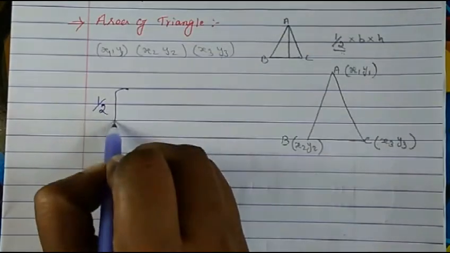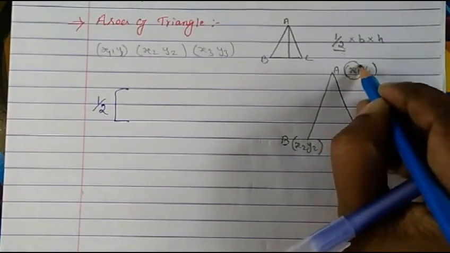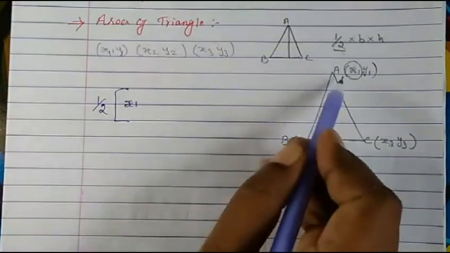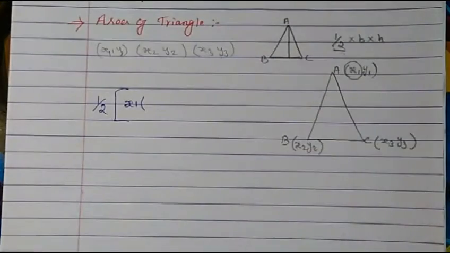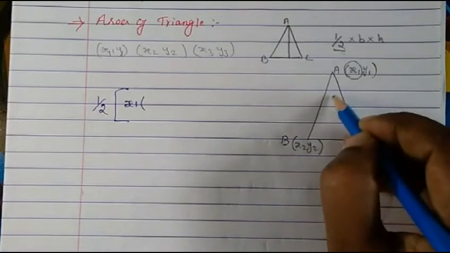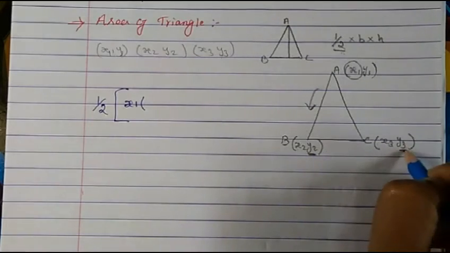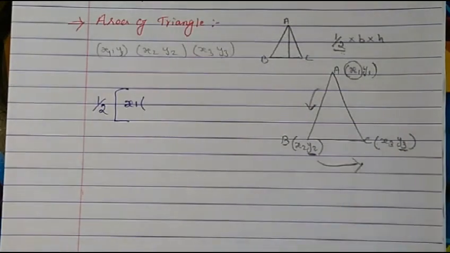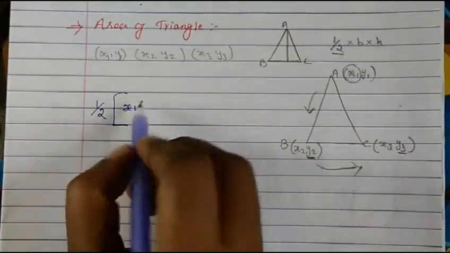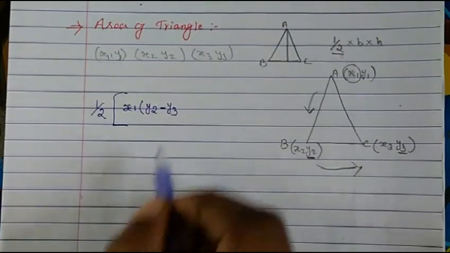Then first you will take the x part of it, x1. So you will write x1 inside the bracket, and now your cycle begins. Since this is x1, the cycle starts from this direction. You will take the y values, going this way: y2 and y3. So it will be y2 minus y3.